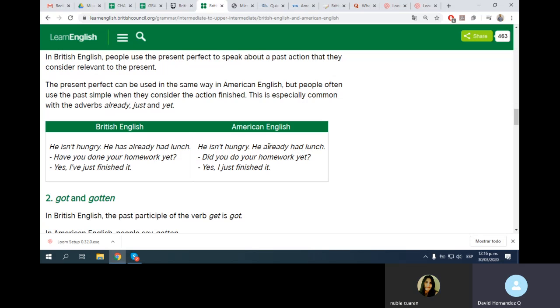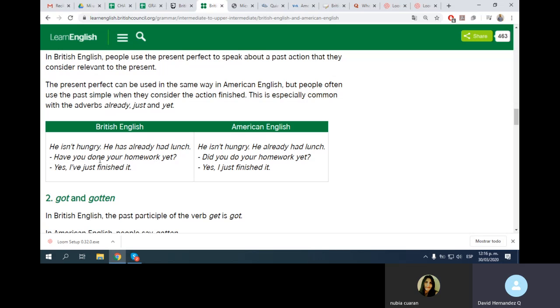Mira la diferencia y es que aquí está en pasado simple. He had, él comió el almuerzo, ya. Y aquí dice, él ha comido el almuerzo, ya. La diferencia es que aquí se conserva el presente perfecto y en el americano lo ponen en pasado simple. Luego dice acá, British English.